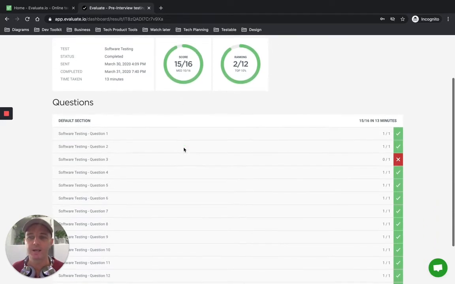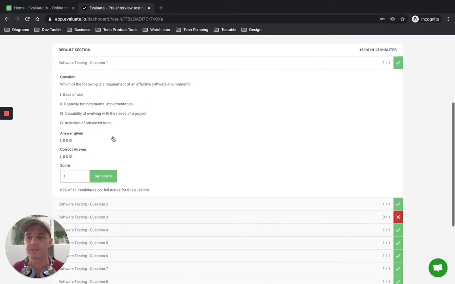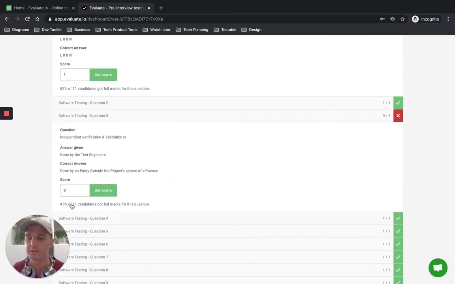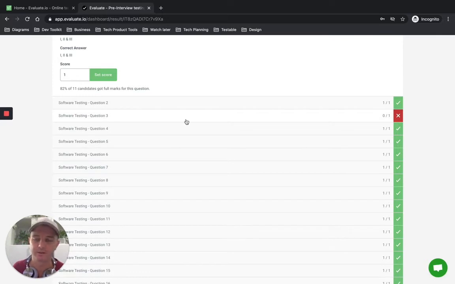In addition to that, for each one of these questions, we can see down the bottom what percentage of candidates got this question right. So for this one, 82% of the 11 candidates got it right. They got this one wrong. Only 45% of 11 candidates got this one right. So it's not such a big thing that they got this one wrong, because it was clearly a bit of a hard question.